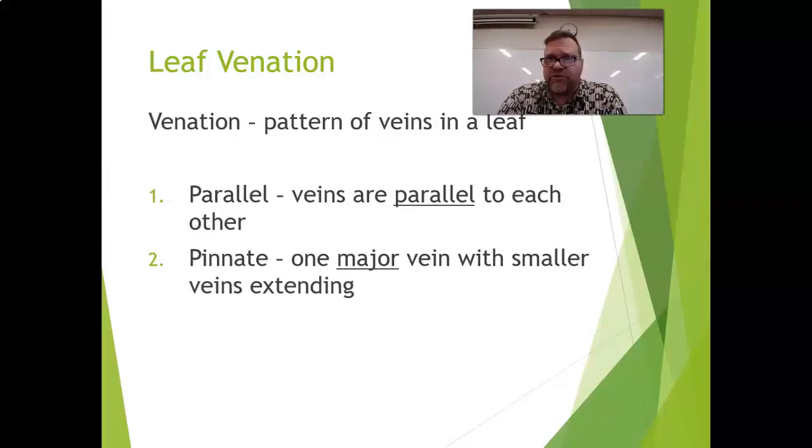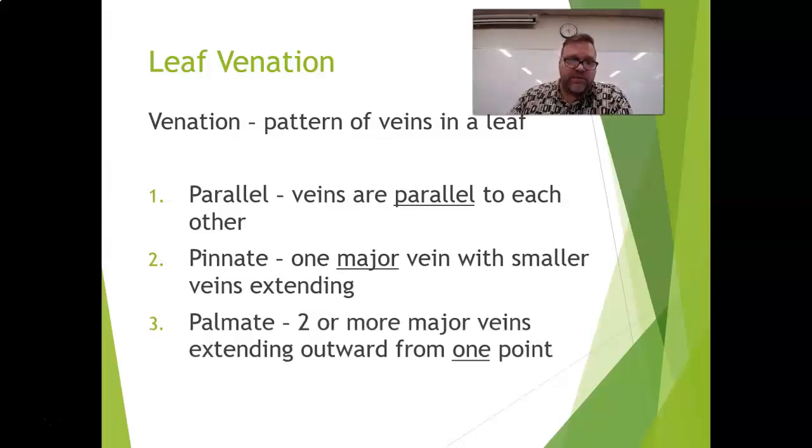We'll see some pictures in your notes there that'll make it pretty easy to understand what we're talking about. And palmate, 2 or more major veins extending outward from one point. I like to think of palmate kind of like your palm. If this is my palm, I've got a vein here for each finger. So I've got maybe like 5 main veins, like my fingers, that would be palmate. So think of the main part as your palm. Each one of the fingers is a main vein.